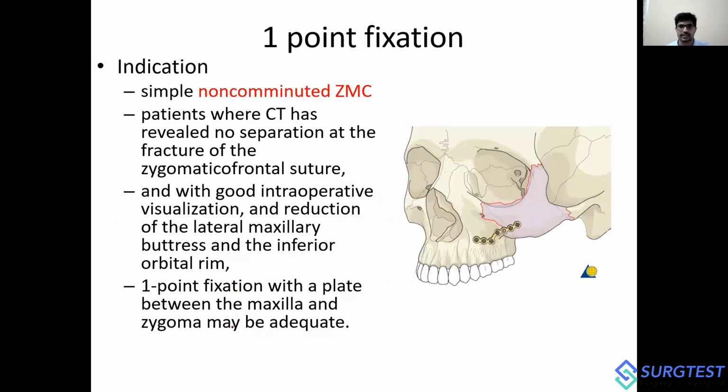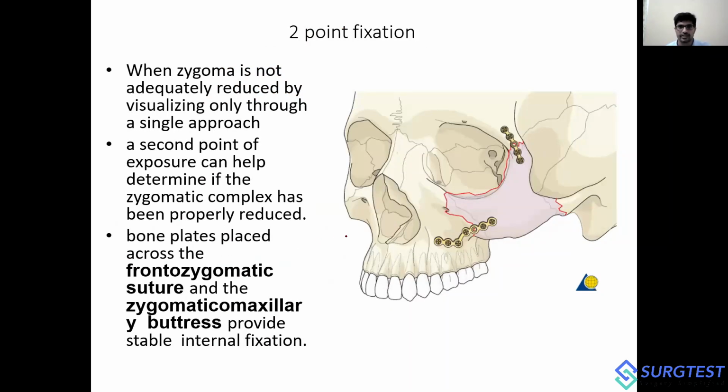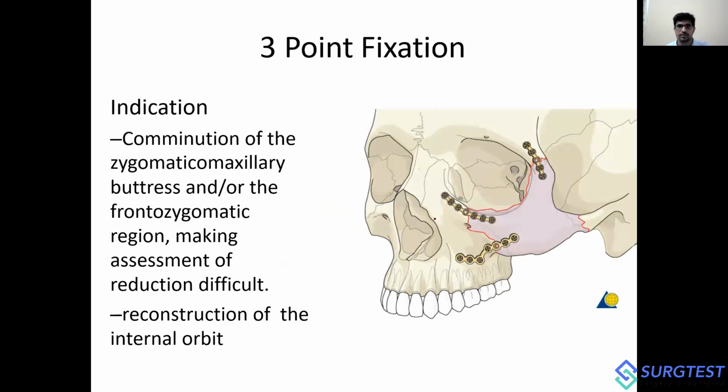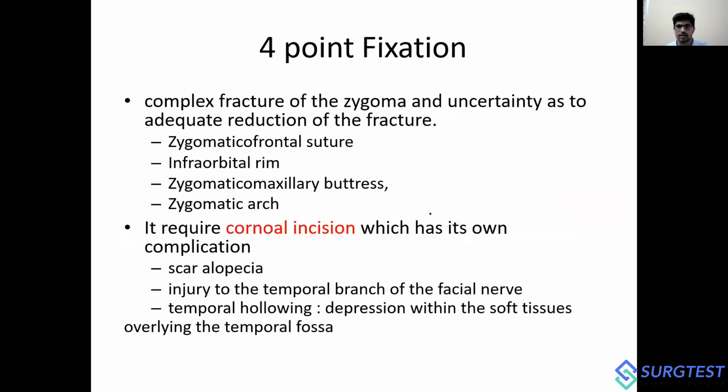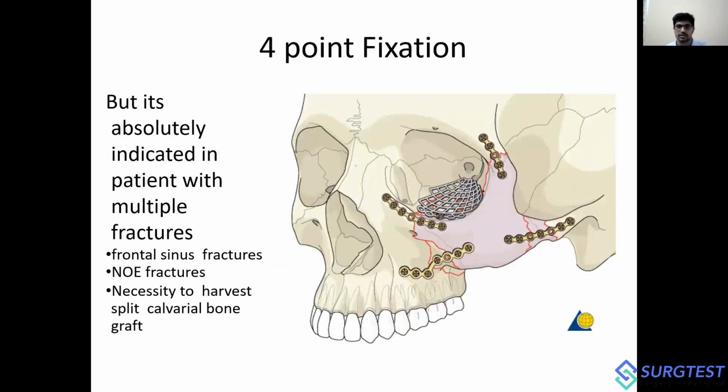This is 1-point fixation, where we will be fixing only the zygomatico-maxillary buttress. And in case of 2-point fixation, apart from ZM, we also fix the ZF. 3-point fixation includes the IOR also. 4-point fixation is in case of panfacial fractures. So this is how all the 4-point fixation looks. So it depends. Initially we go for 1-point fixation. If the fracture is not stable, you should go for 2-point fixation, 3-point, likewise 4-point fixation, which is to be decided before taking up the panfacial fracture.